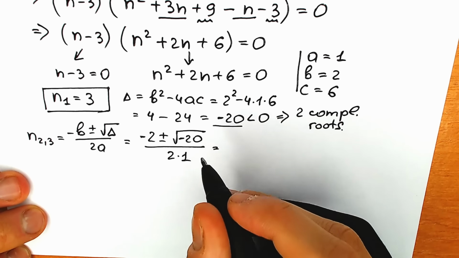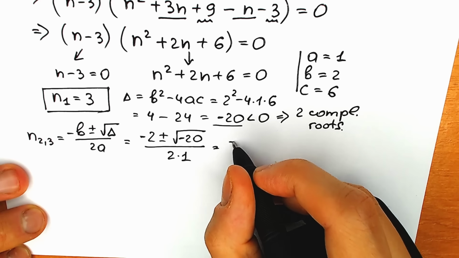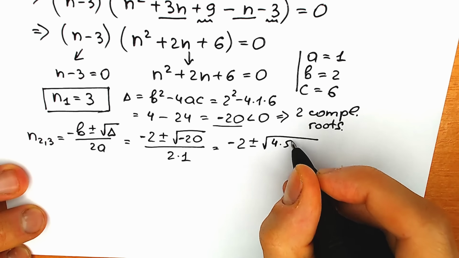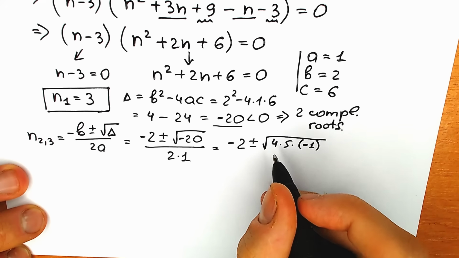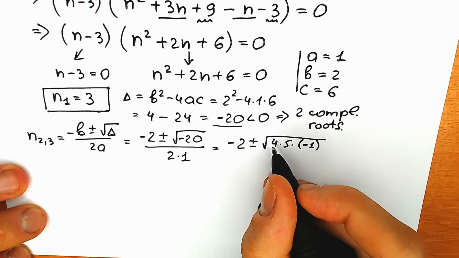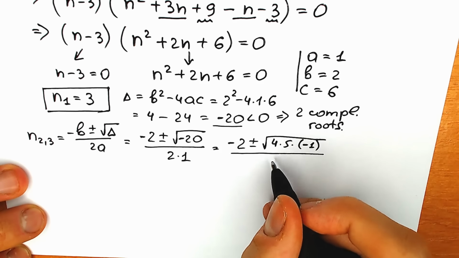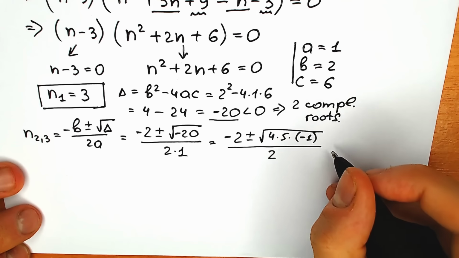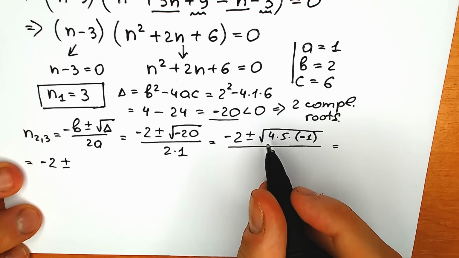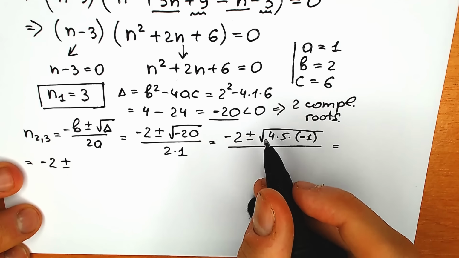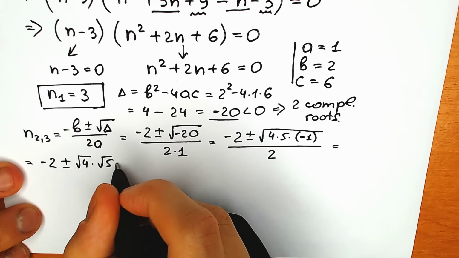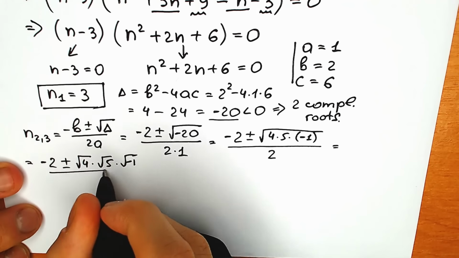Okay, what can we do with this square root of minus 20? We can express this as 4 times 5 times minus 1. So we have minus 2 plus minus square root of 4 times 5 times minus 1, over 2. Why do we choose this expression, not 2 times 10 or 20 times 1? This is a great expression because then we can find the square root of 4. Right here we can easily split everything, because when we have the square root of a times b, you can write it as square root of a times square root of b. So we have square root of 4 times square root of 5 times square root of minus 1, and we divide it by 2.